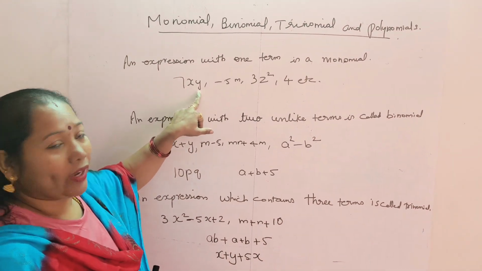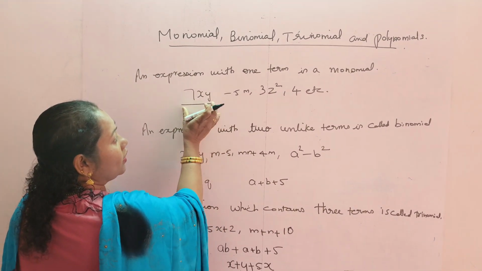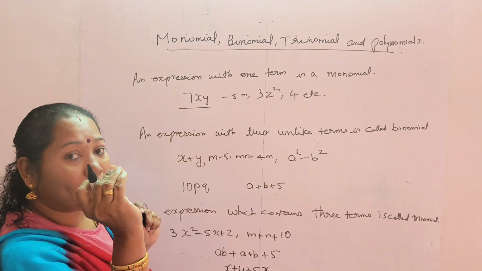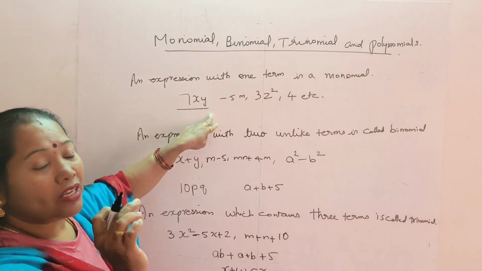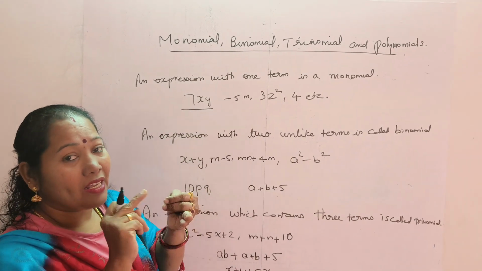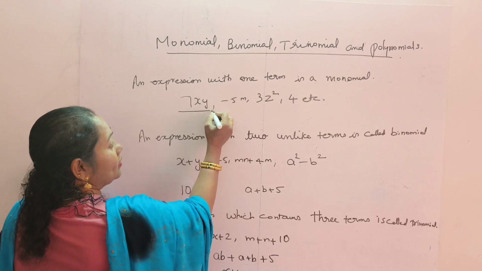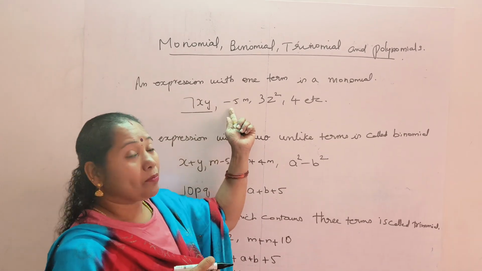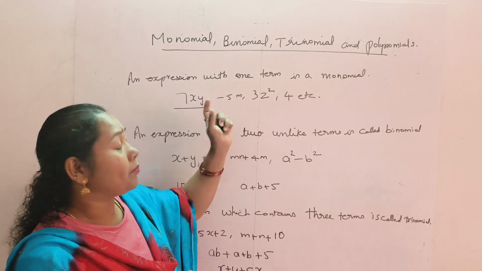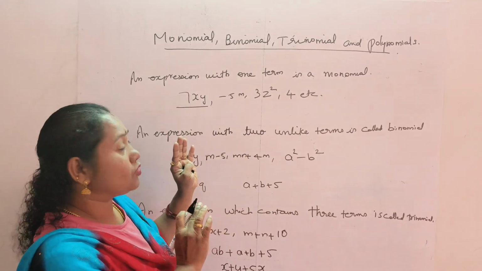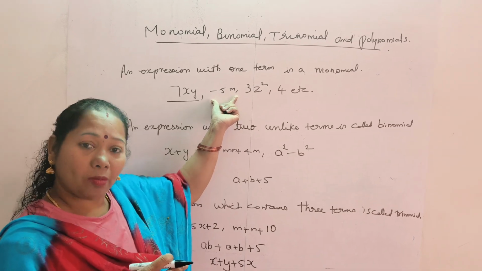Example 7xy. 7xy is a monomial. Why? Because in 7xy, these all are combined together, they are multiplied with each other. But there is no plus or minus, addition, subtraction, nothing is there. If any addition, subtraction, plus or minus is there, then it will be changed into other terms. So here it is only one term, 7xy. This is a monomial. Next one, here a negative sign is there, but there is no other term. Means no other letters or numbers or variables are added to this one or subtracted from this one. So this is considered as one term. So minus 5m is also a monomial.